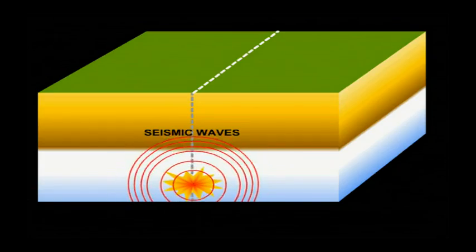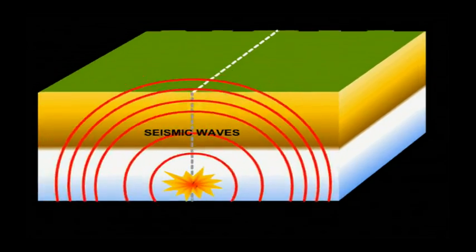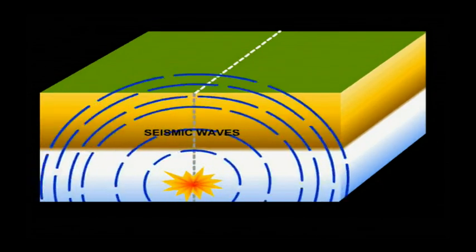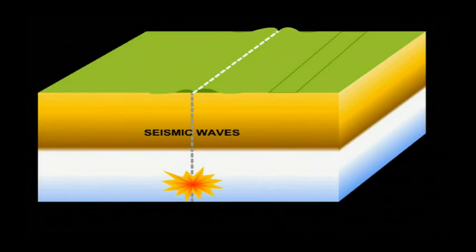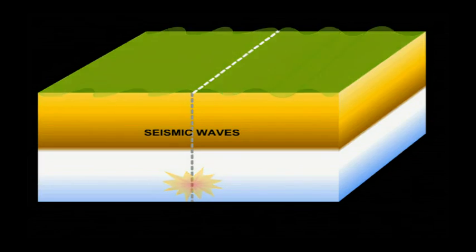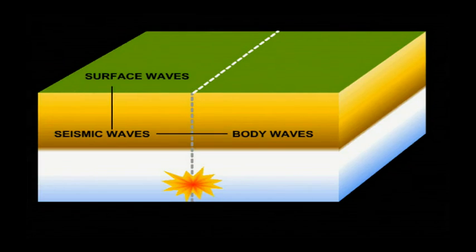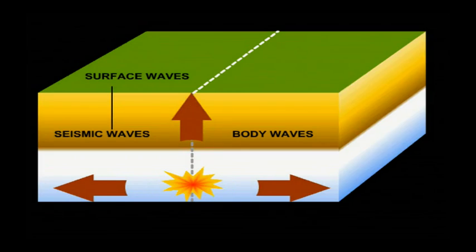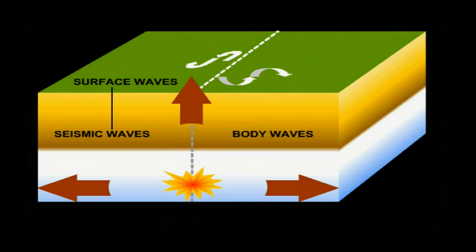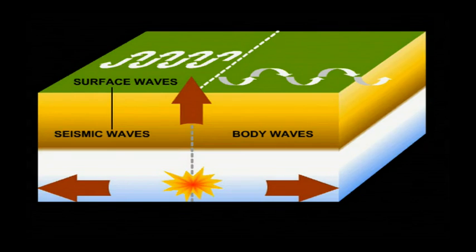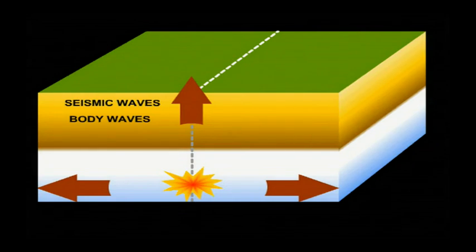The energy is released in a series of waves called seismic waves. These seismic waves are responsible for the shaking and convulsions of the earth during an earthquake. Seismic waves are classified into body waves and surface waves. Body waves travel through the inner layers of the earth, while the surface waves travel through the upper crustal layers of the earth. There are two types of body waves.